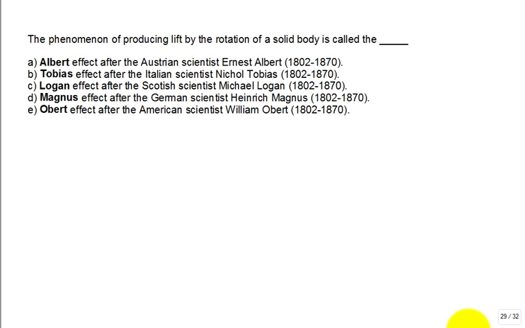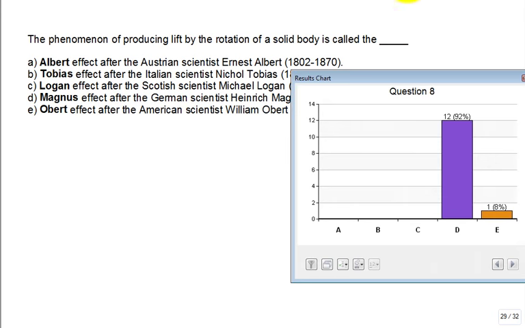That was a tough question. The phenomenon of producing lift by the rotation of a solid body is called the Albert effect, the Tobias effect, the Logan effect, the Magnus effect, or the Oberth effect, after the Austrian, Italian, Scottish, German, or American scientist. Okay, just take your guess. If you read the book, great. All right, well, let's take a look. Very good. Magnus effect.